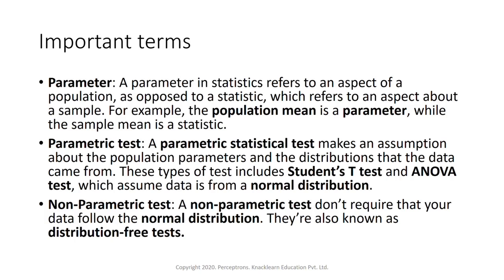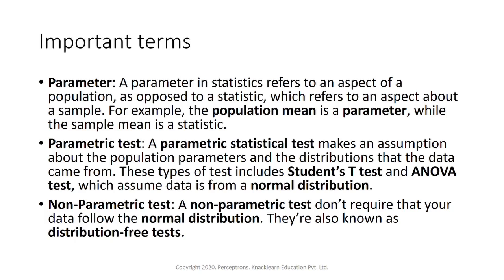A parameter defines the characteristic of a population. A parameter in statistics refers to an aspect of a population, as opposed to a statistic, which refers to an aspect with respect to a sample. So we say a sample characteristic is called a statistic, and a population characteristic is called a parameter. For example, the population mean is a parameter. The standard deviation of a population is a parameter.